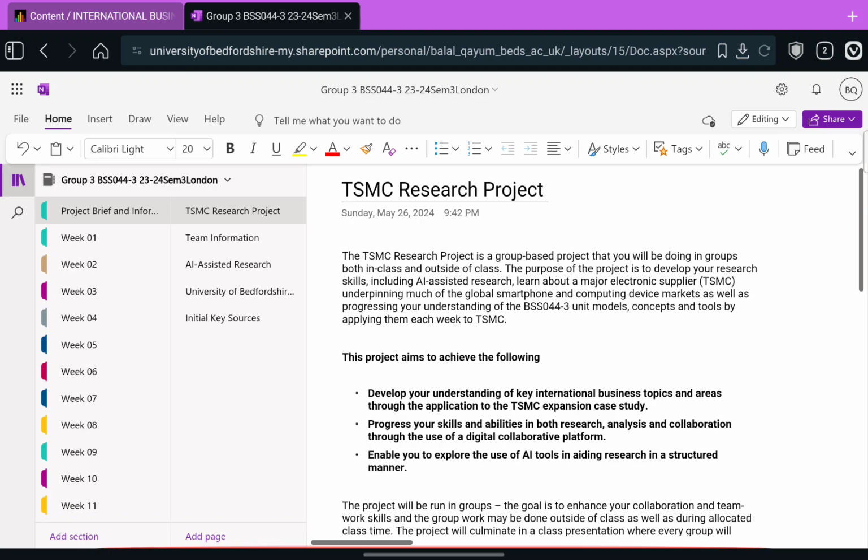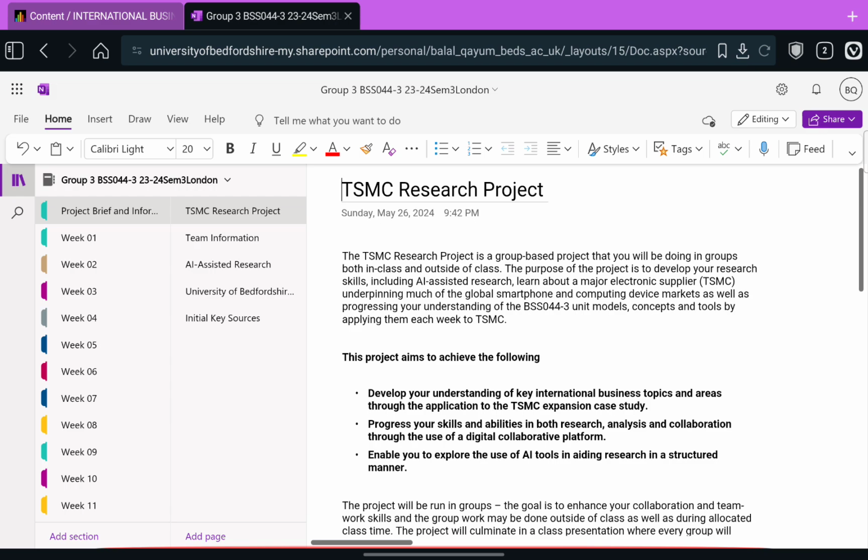The idea here is that we're developing three specific skills. First, you'll be working with your group to develop your collaboration skills, using a digital platform to do work both in class and outside of class. It gives you a platform to collaborate remotely.